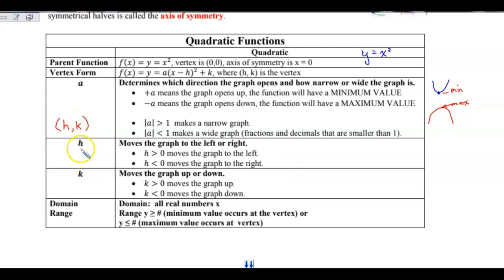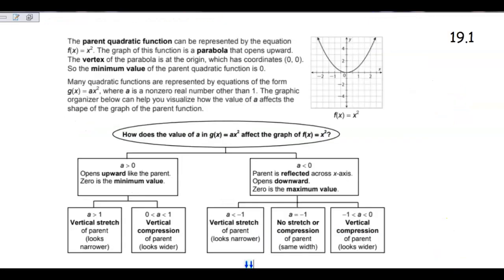K is your y value. And that's the one that's telling you if it's moving up or down from the parent. And then the domain is all real numbers. It's the values of x. And range is if y is greater than or equal to a certain number, it occurs at the vertex, or again, it occurs at the vertex. We'll get used to those here in just a few minutes.